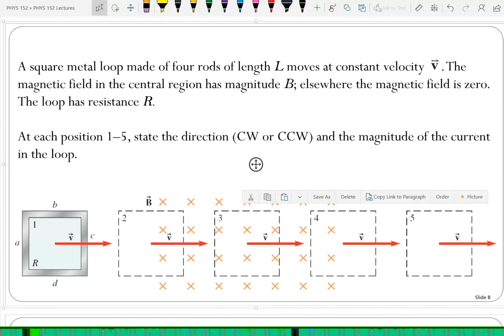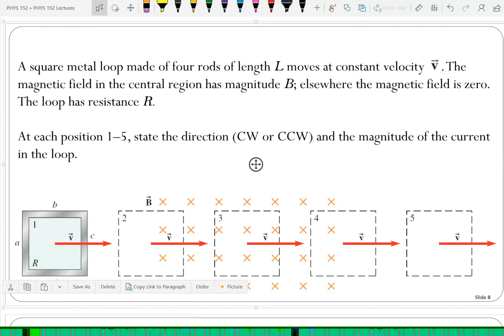Now, a simple example. What I'm asking is, what's the current going to be in this loop? So what you have here is a square loop. Don't worry that it's a slightly different color in the center. It's just a loop of wire. So think of it like this. It's moving, and it's initially in a region with no magnetic field, and then it enters a region with a magnetic field. So here, there's magnetic field on one side, not on the other.